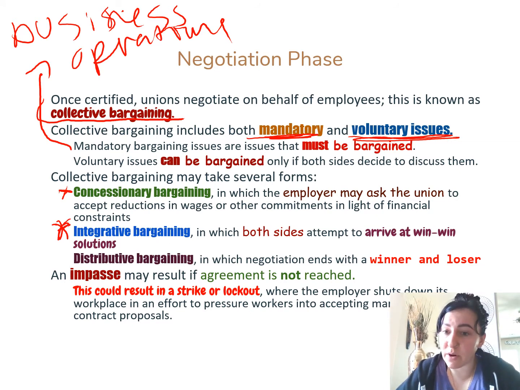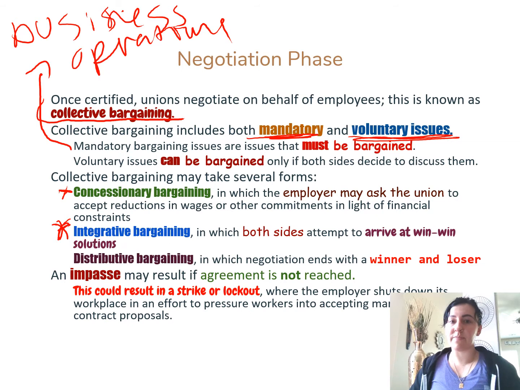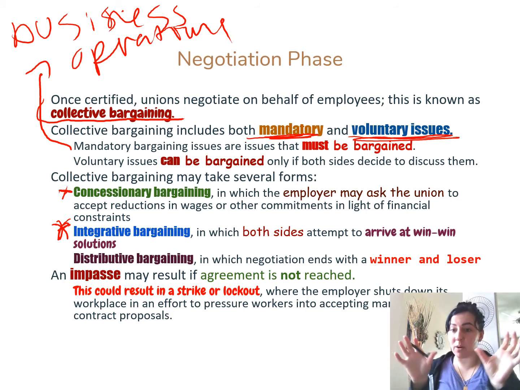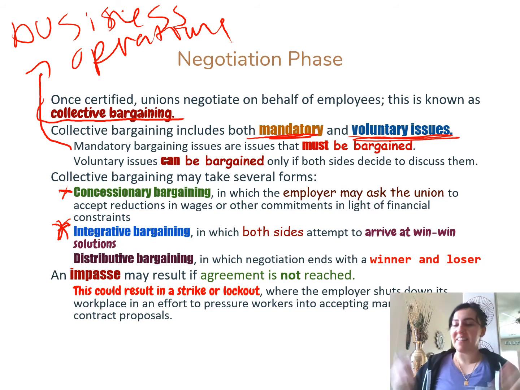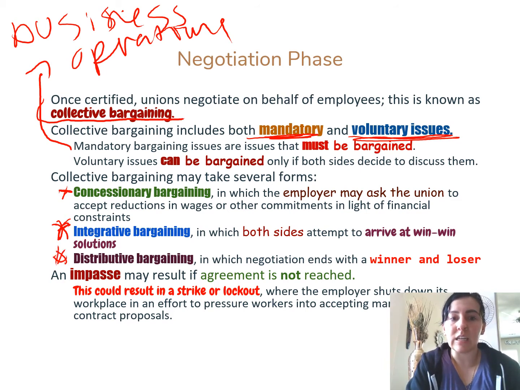Anyway, next, another form of collective bargaining can be integrated bargaining. This is when the bargaining unit and the managers are getting together and figuring out what to do about their issues, and they arrive at win-win solutions, where both sides are just happy. They're like, wow, we all get what we want. They figured out a way for everyone to get what they want. Integrated bargaining, very nice.